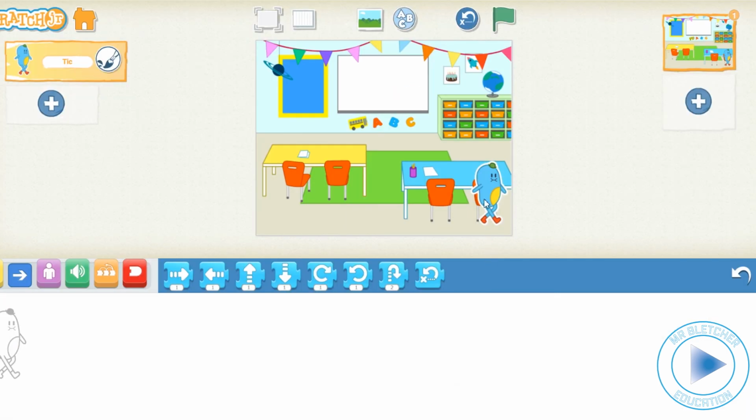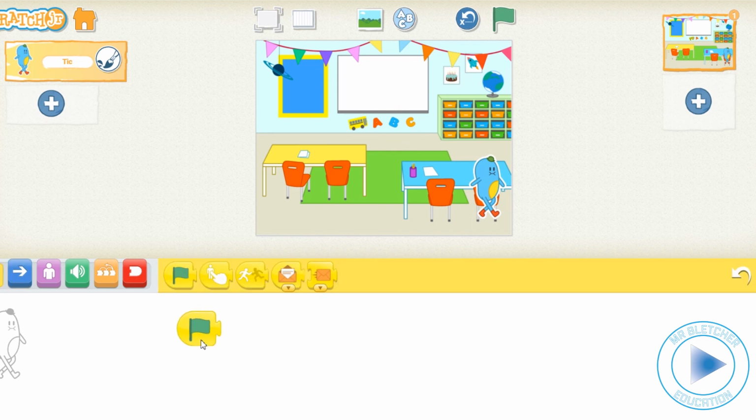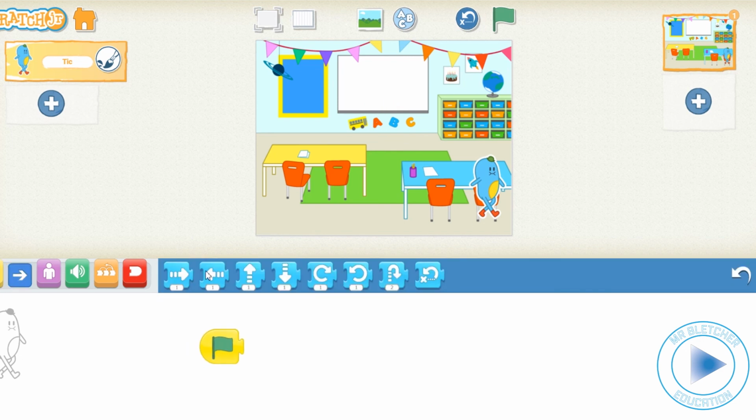So, here's Tick. He's been asked to come to the front of class, to the whiteboard, but we're not allowed to drag him. We've got to use green flag and movement blocks. So what could we do? Well, I think we need to move left because he needs to go here, then he needs to go forward. So we could try that. Oh, but that's not worked. Why would that not work?